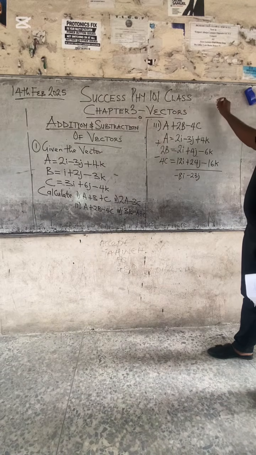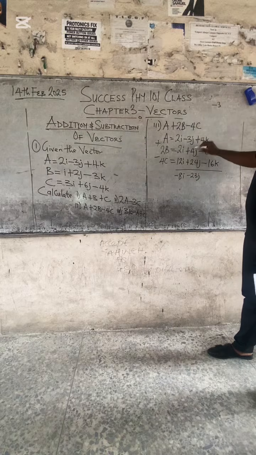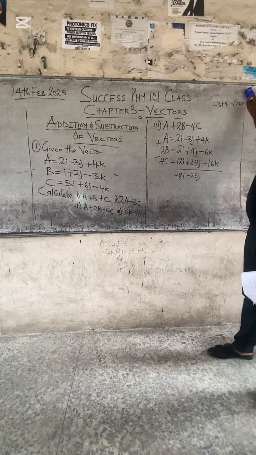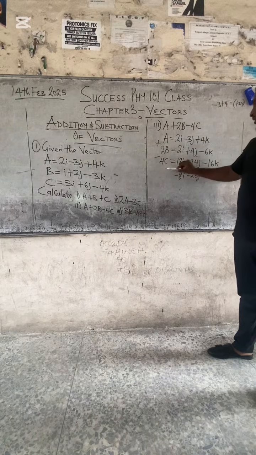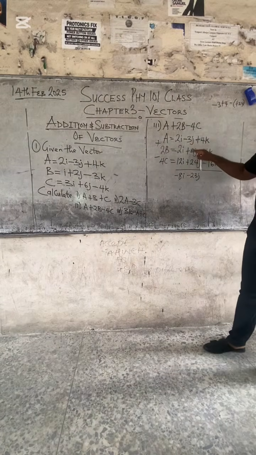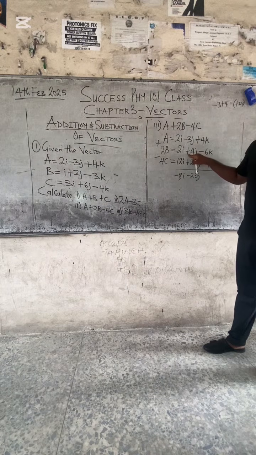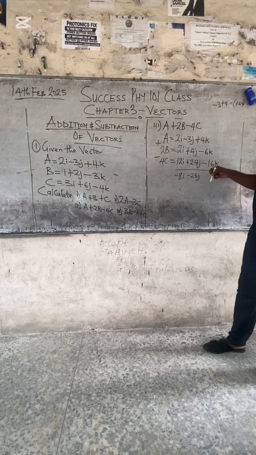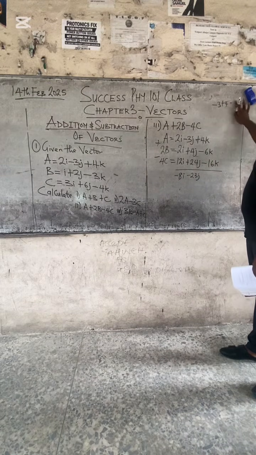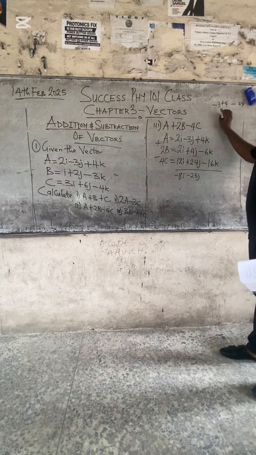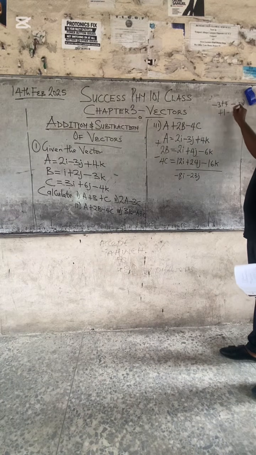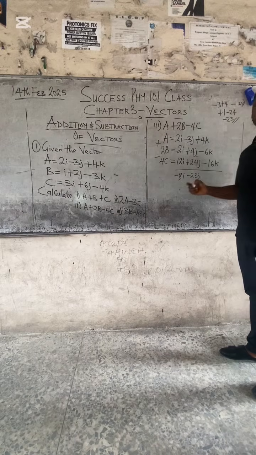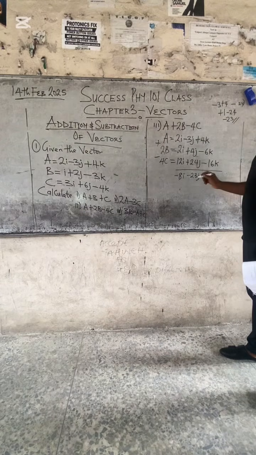Let me do it slowly. Minus 3 plus 4, then minus plus 24. Because it is A plus 2B minus 4C. So A is minus 3, 2B is plus 4, minus plus 20. Minus times plus is what? Minus. So minus 3 plus 4 is plus 1 minus 24. Plus 1 minus 24 is minus 23. You don't need to think about this. Just use your calculator. Minus 23j.